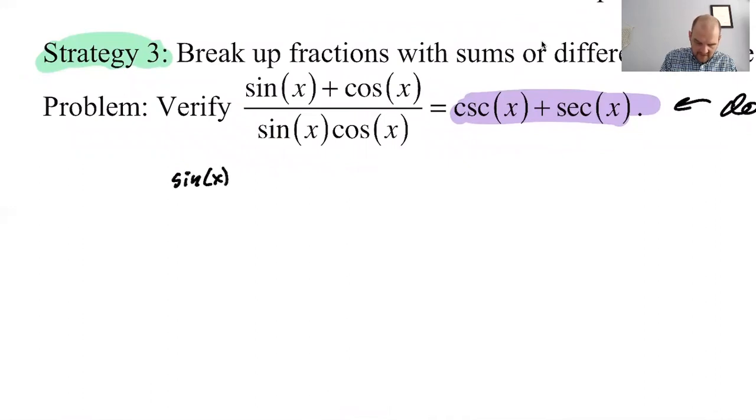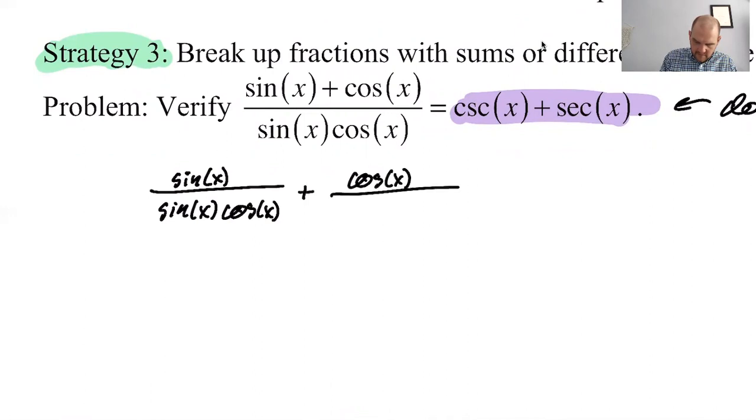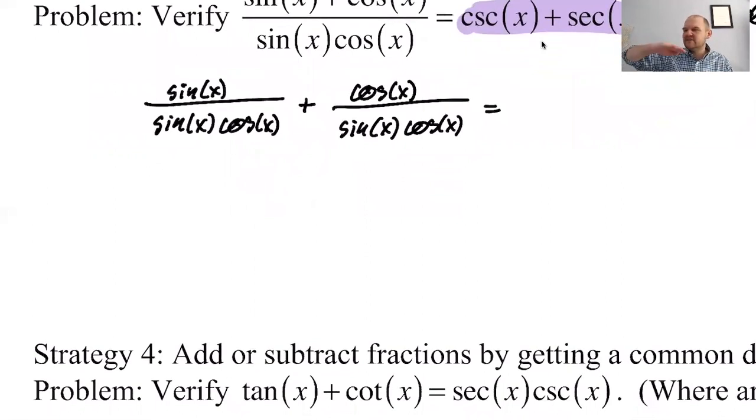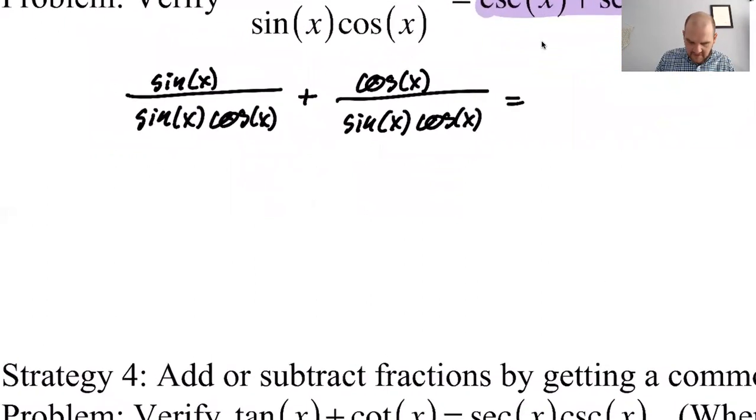So I'll say sine of x over sine x cosine x, plus cosine of x over sine x cosine x, equals, and I'm not even going to write the right-hand side, because if you keep writing it, you will be tempted. If I don't write it, I'm not tempted. So I'm strictly working on the left-hand side, preferably working vertically. This is almost the only time where I work vertically instead of horizontally. I like to go across the page for some reason when I'm solving.